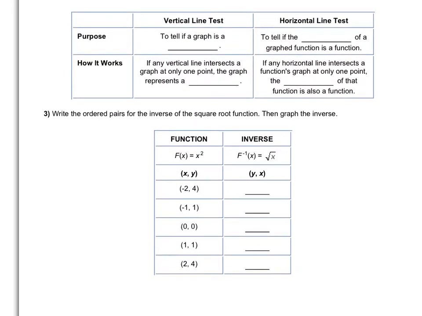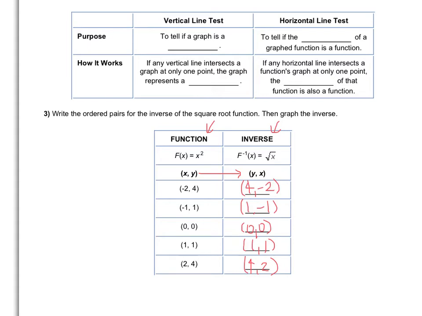So looking at this example down here, we're going to come back to this middle part in a second, where it says that I have a function, f of x equals x squared, and the inverse, f prime of x, would equal the square root of x. Well, what happens, if you'll notice, instead of it being xy, it becomes yx. So instead of being negative 2, 4, it would be 4, negative 2. Instead of being negative 1, 1, it would be 1, negative 1. 0, 0 would still be 0, 0. 1, 1 would still be 1, 1. But 2, 4 would become 4, 2. And that's how we get inverses. We just flip the points.